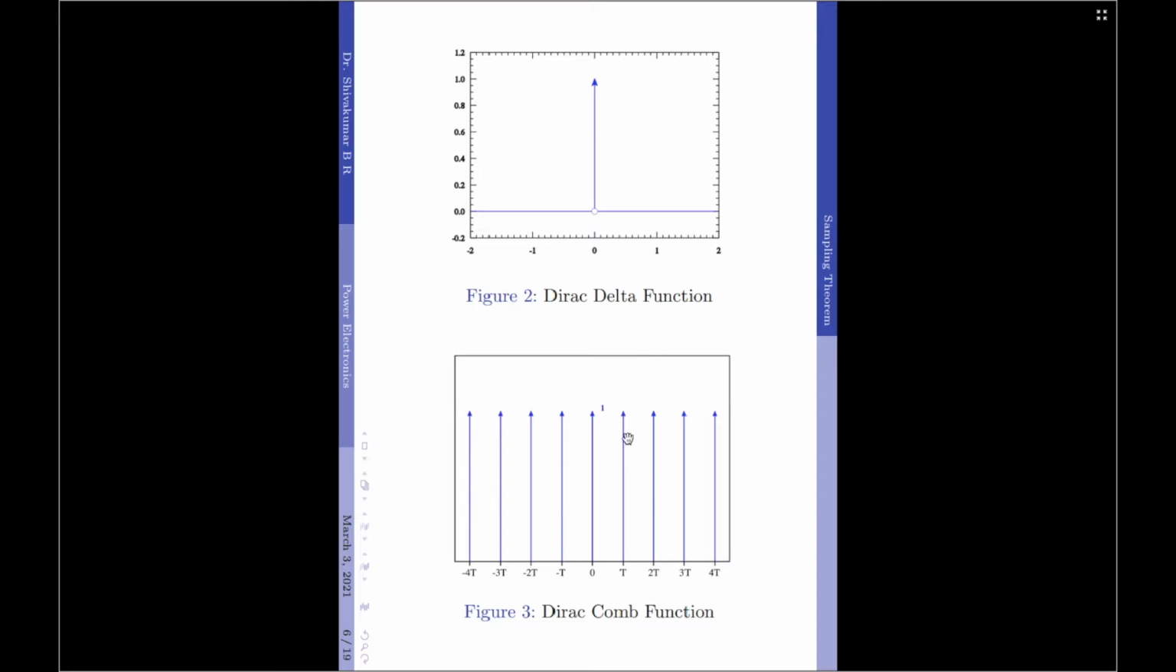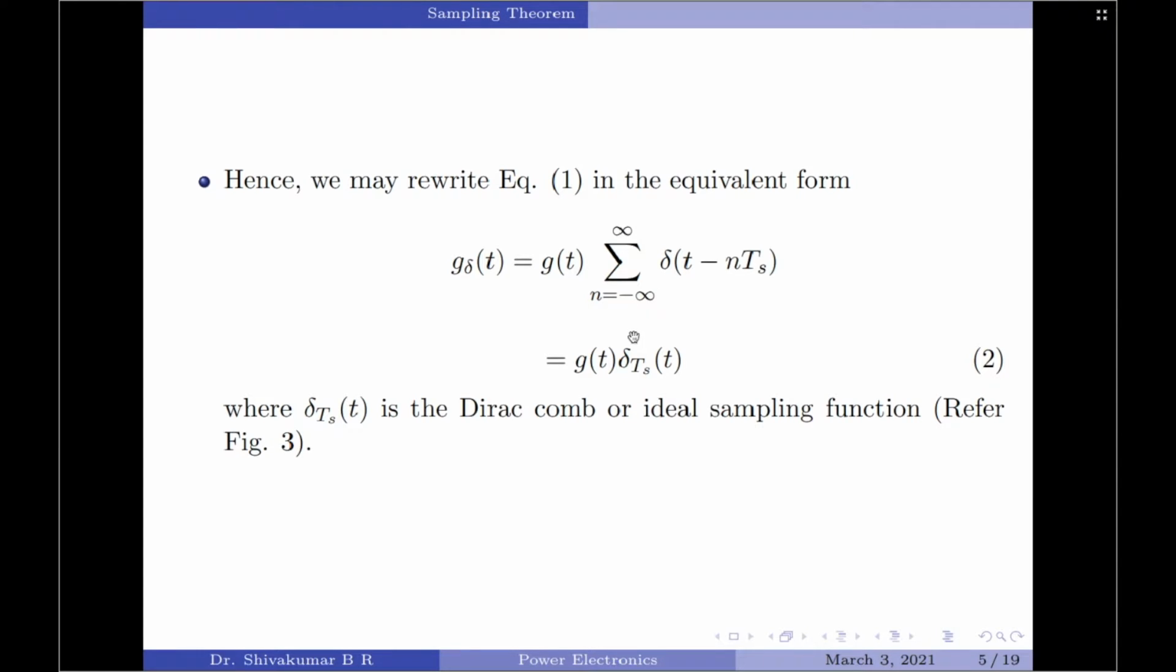This is the Dirac comb function. If you compare these two, you will note that a Dirac comb function is simply a shifted plus added version of the Dirac delta function at regular intervals. Coming back to equation 2, we may view the discrete time signal g delta of t generated by the instantaneous sampling as the output of an impulse modulator, which operates with g of t as the modulating wave and delta Ts of t as the carrier wave.